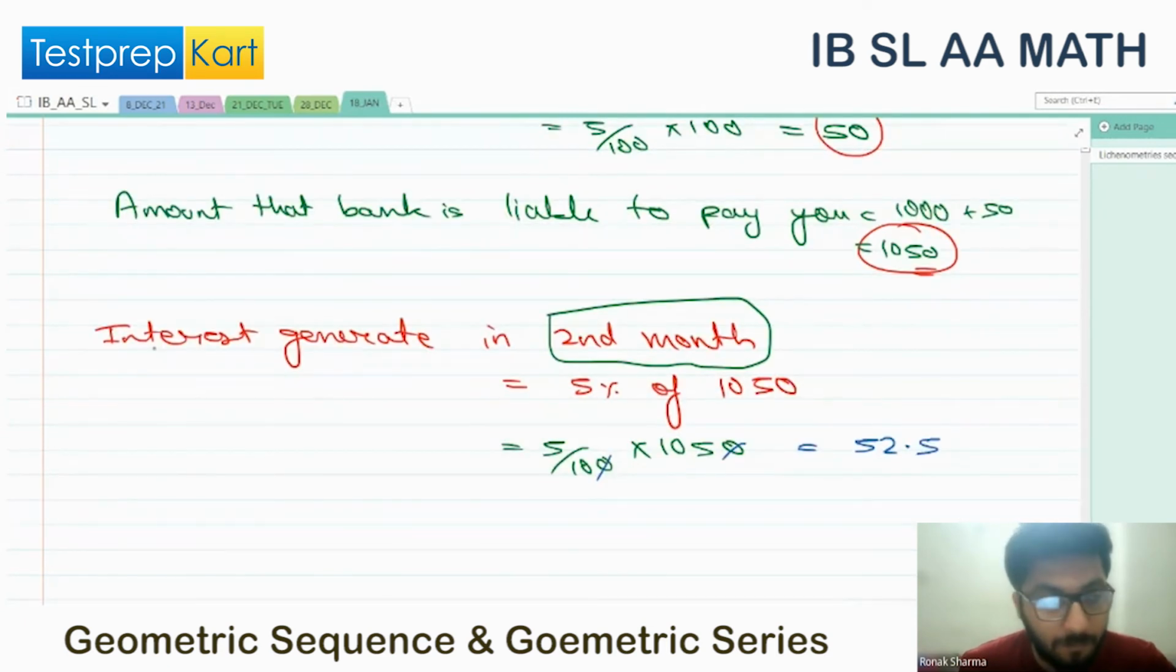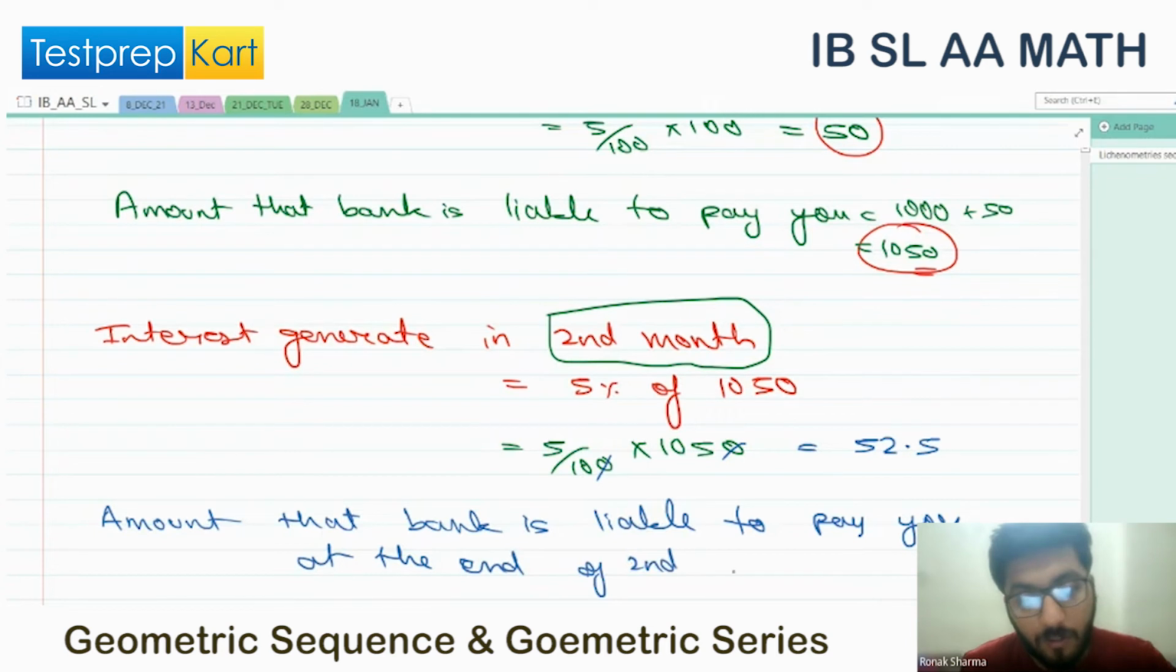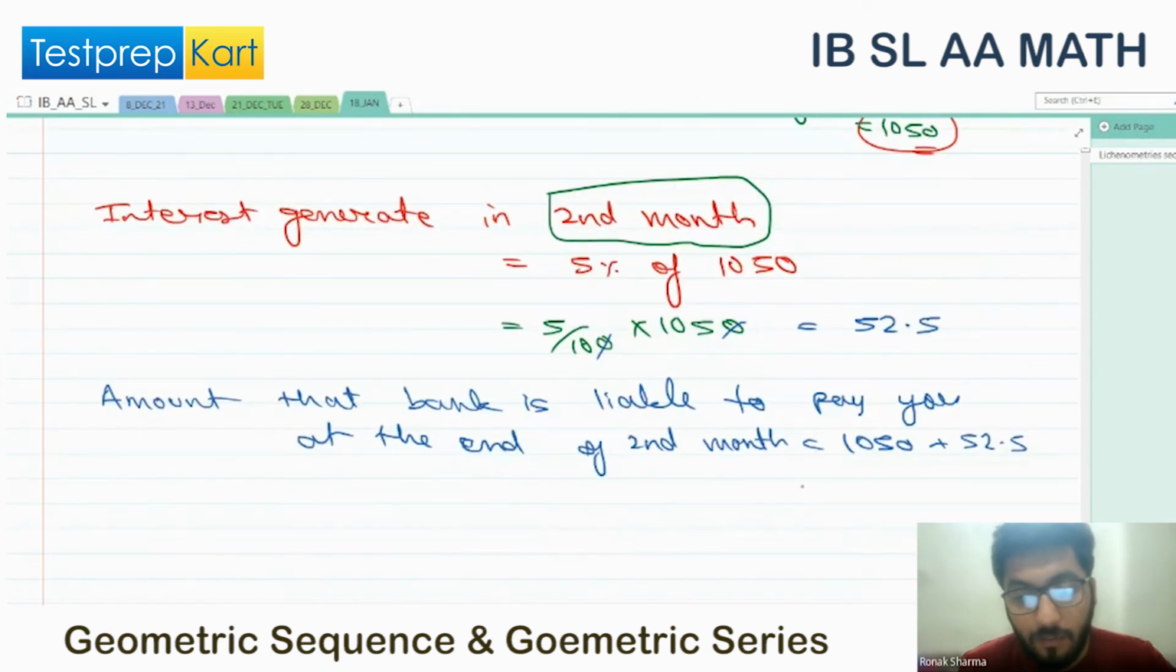Same thing, the amount that the bank is liable to pay you at the end of the second month will be 1,050 plus 52.5. So that is 1,102.5.